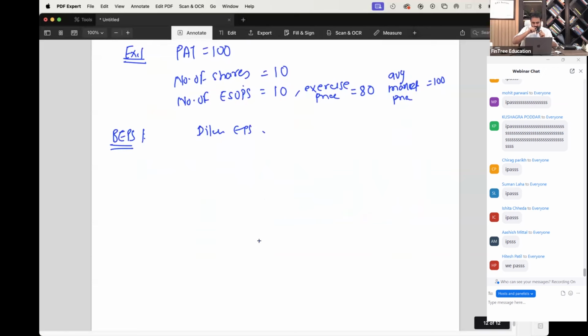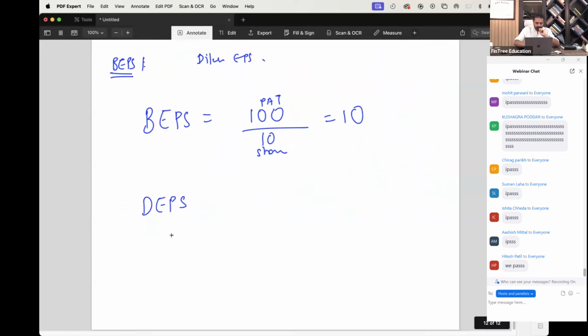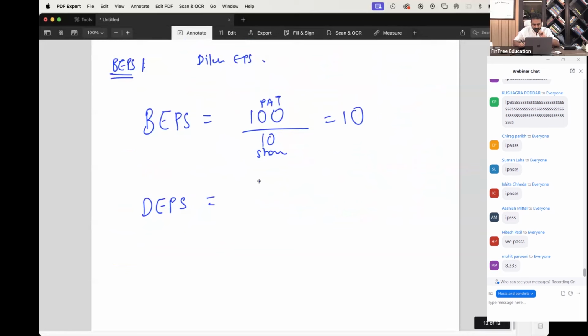I just want you to observe carefully. Here is a basic EPS. I will say straightforward, I have a profit of 100. I've issued 10 shares. Profit of 100. What is the basic EPS? 10. Now, diluted EPS will always be lower than basic EPS. So here I will say profit after tax 100 divided by number of shares 10 plus something. What is that 10 plus?